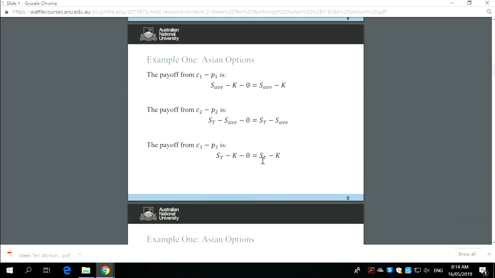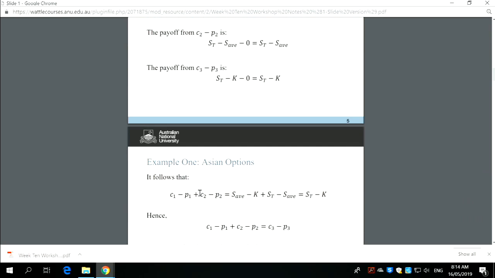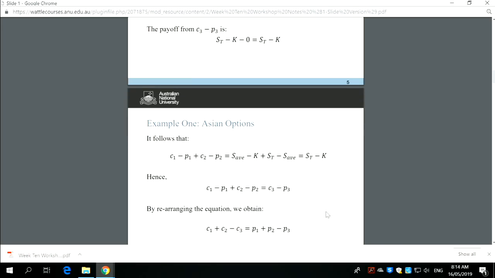So now we can put all of the payoffs together, right? If you're using C1 minus P1 plus C2 minus P2, we're getting this equation here. That's the payoff from C1 minus P1, and that's the payoff from C2 minus P2. And you realize that the average price just cancels out. What you're left with is ST minus K, right? We know what ST minus K is: it's simply the payoff from your regular call option minus regular put option.